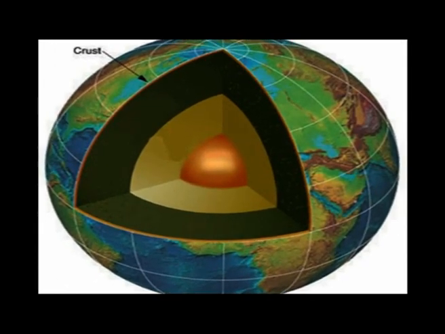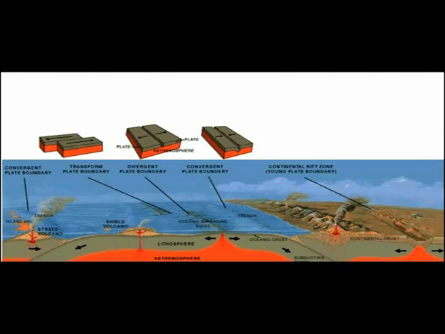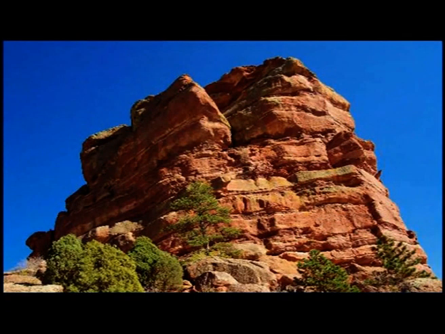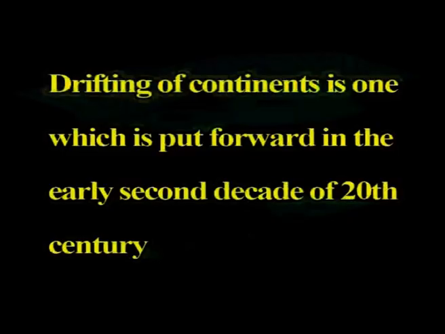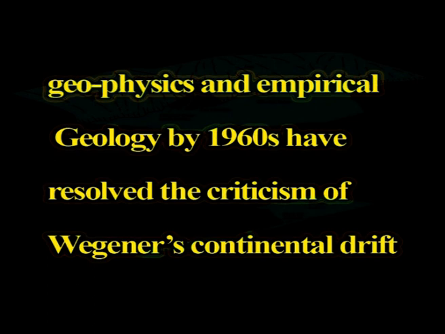The Earth's crust, particularly the uppermost lighter crust called Sial, which in turn constitutes all the present continental land masses with a variety of rocks, has undergone changes. It is even now subjected to several types of dynamic movements, where the drifting of continents is one, which was put forward in the early second decade of the 20th century. Though it was criticized for a lack of information on why such drift took place in the beginning, the growth of geophysics and empirical geology by the 1960s has resolved the criticism of Wegener's continental drift.